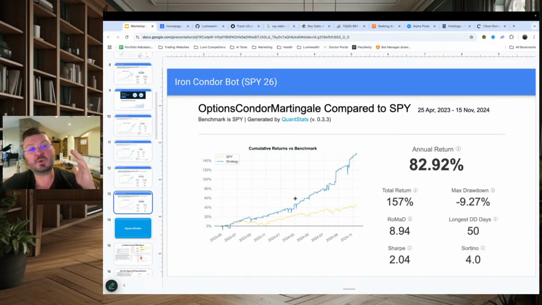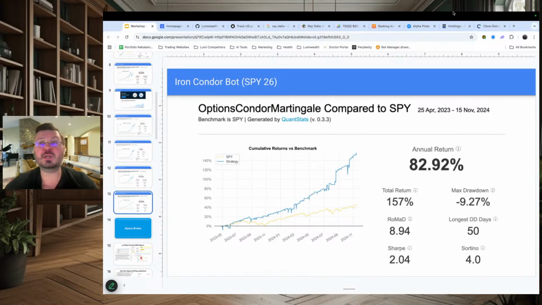But historically, when we back tested this thing from 2023, we got about 82% a year and only about a 9% drawdown. That is one heck of a deviance there. 82% a year and only a 9% drawdown. Very, very stable, very much just up and to the right. So you might be asking, what the heck is this bot? What does this bot do?